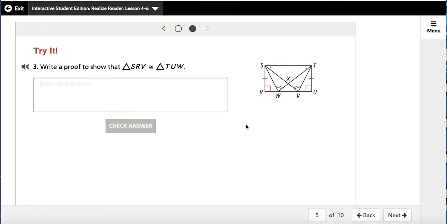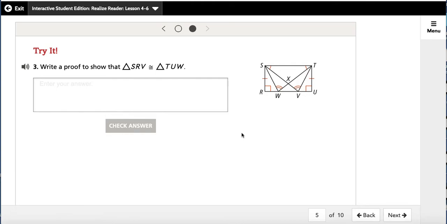Write a proof to show that triangle SRV, I got a lot of markings in these triangles, is congruent to TUW. And you can see from the markings, it's a right triangle. So I'm thinking maybe I'm going to use hypotenuse leg. Whenever I see right triangles, I think about hypotenuse leg. Here's a side to another side. There's a little angle up there. There's a little angle up there. There's an angle down here. Holy smokes.